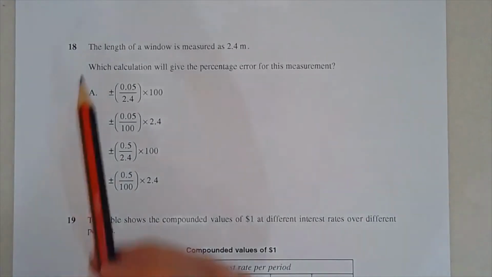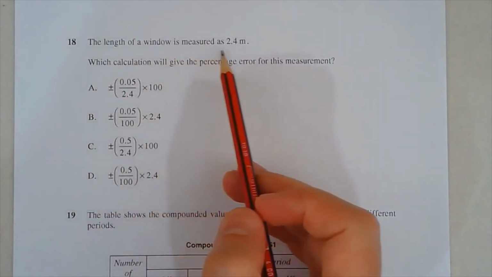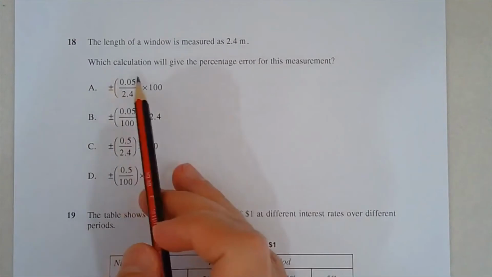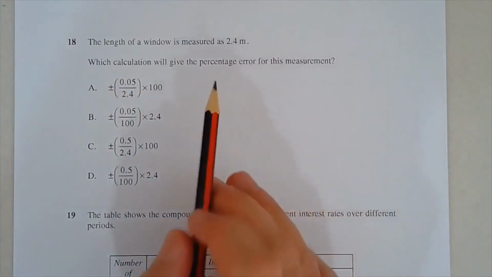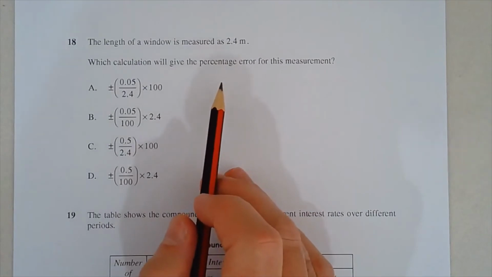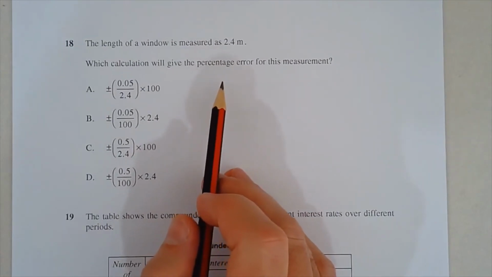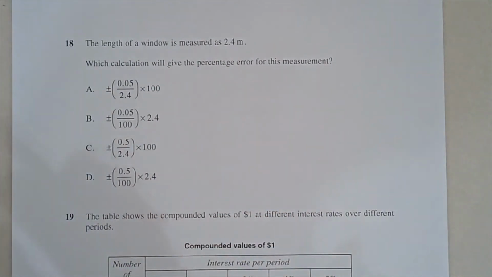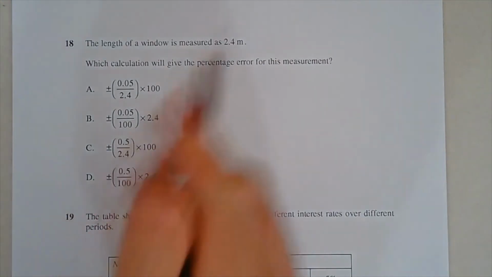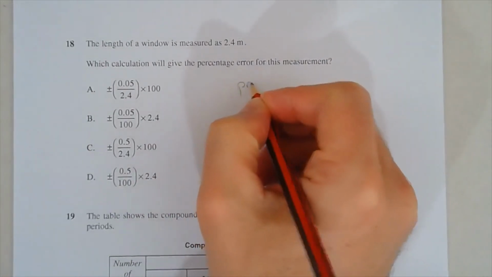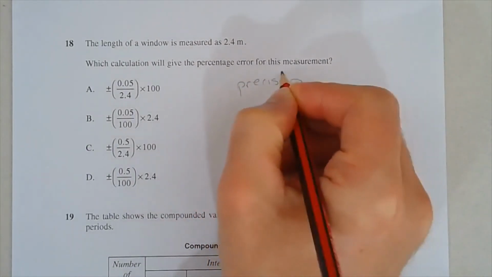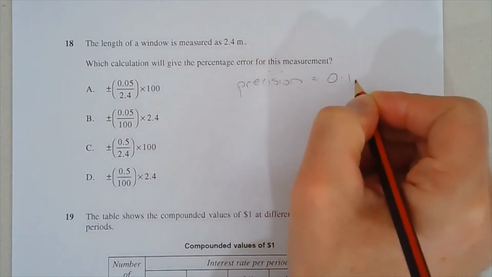Question 18. The length of a window is measured as 2.4 meters. Which calculation will give the percentage error for this measurement? In order to calculate the percentage error, we need the absolute error, which is equal to plus or minus half the precision. The precision is the smallest unit that we could measure based on this reading, which is in steps of 0.1 meters. So let's write this down. Precision is equal to 0.1 meters.